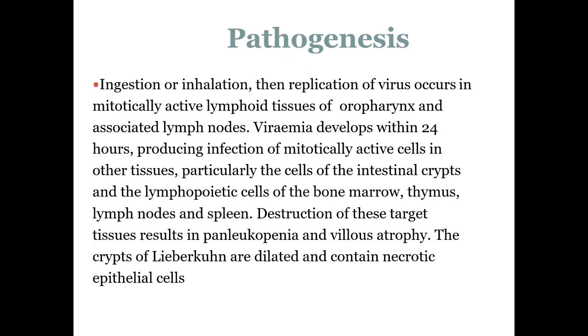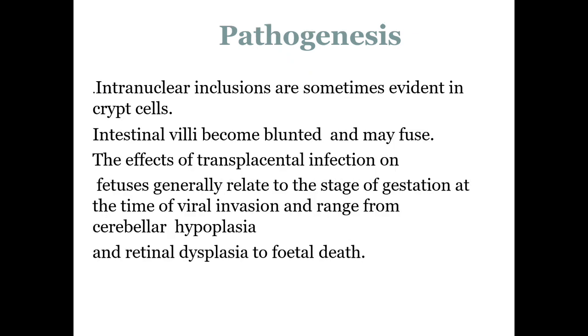The crypts of Lieberkühn are dilated and contain necrotic epithelial cells. The intranuclear inclusion bodies are sometimes evident in the crypt cells. Intestinal villi become blunted and may fuse.